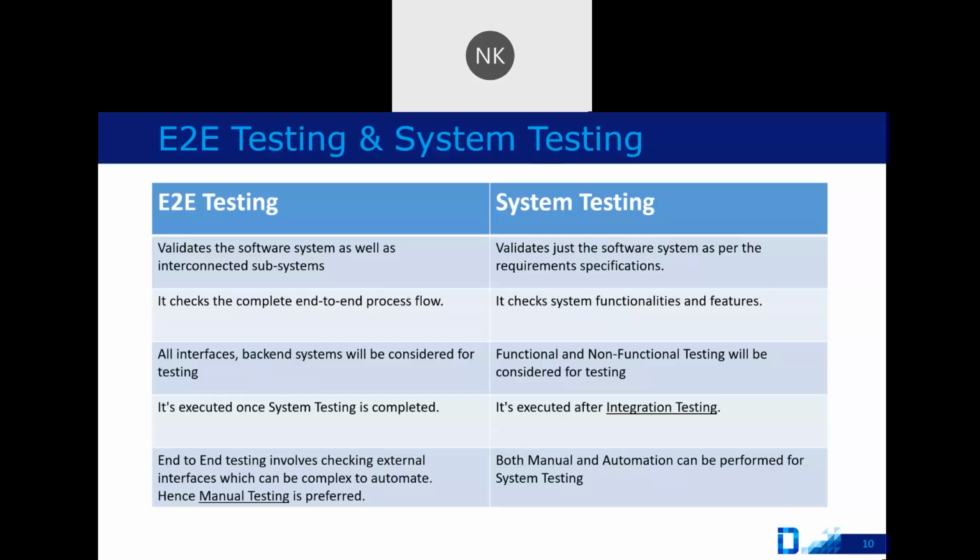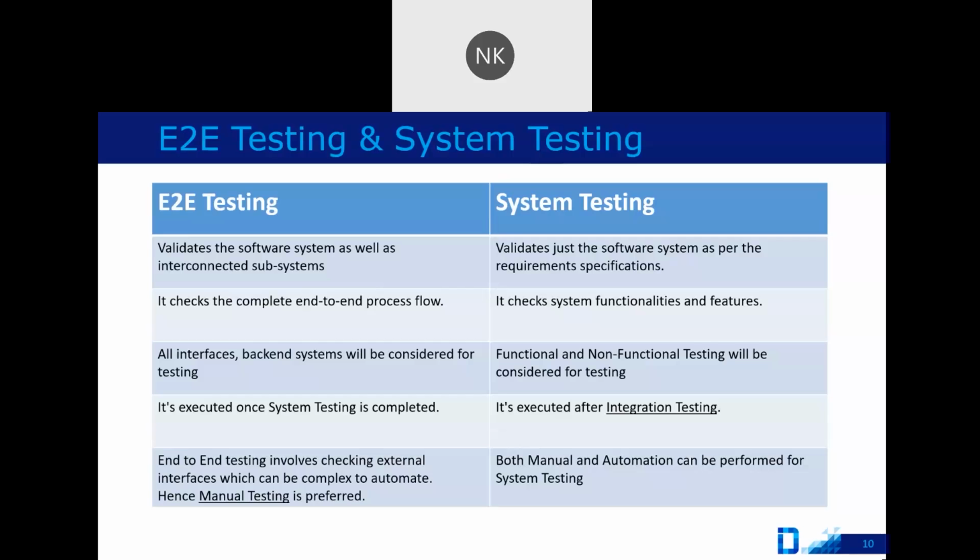In system testing, we consider functional and non-functional testing. There are two types of testing considered in system testing. But in E2E testing, all the interfaces, backend systems, and everything is going to be tested. And system testing is usually executed after the integration testing. After the integration, we do the system testing. But E2E testing is done after the system testing is completed. That's the difference.